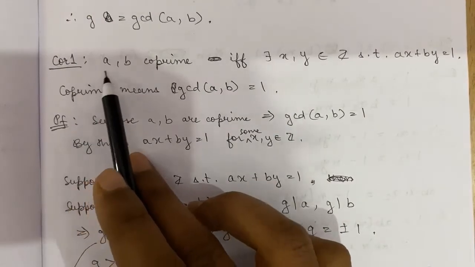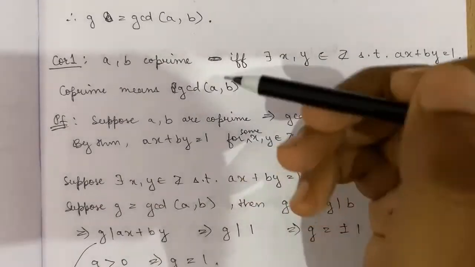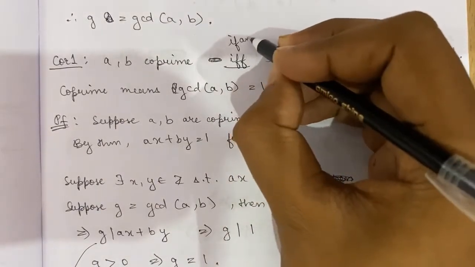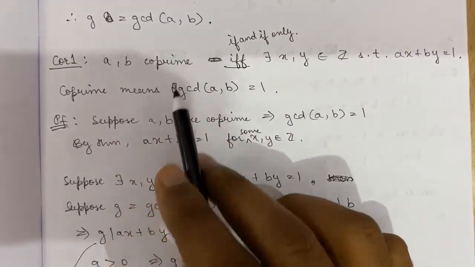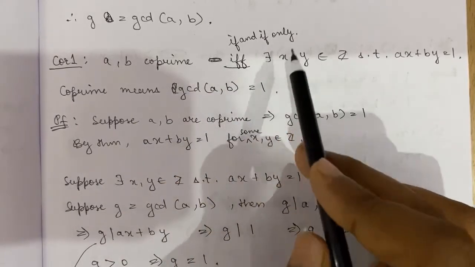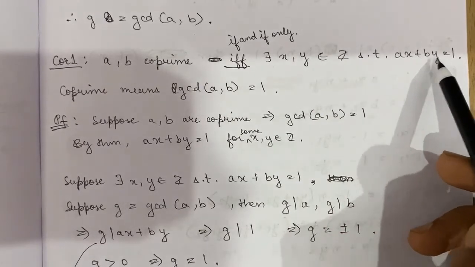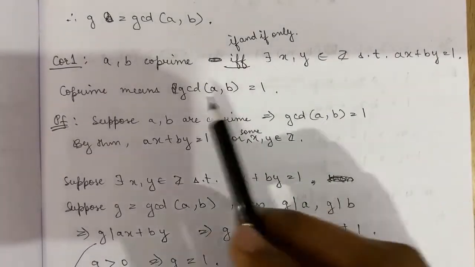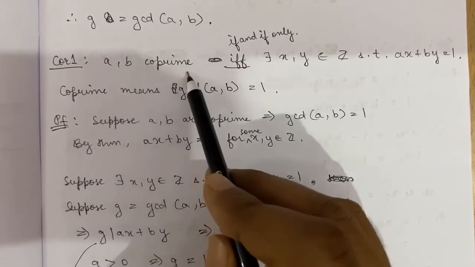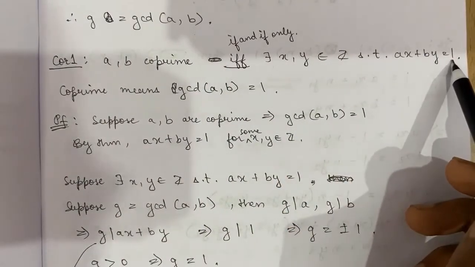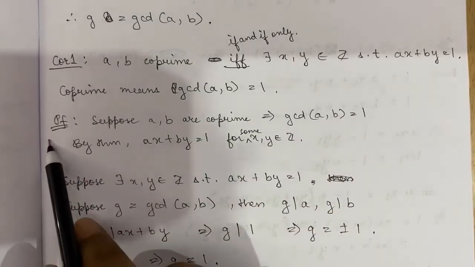So corollary 1 is: A and B are co-prime if and only if, this symbol means both sides of implication. This implies this and this implies this. So A and B are co-prime if and only if there exist x and y in integers such that ax plus by equal to 1. Co-prime means GCD of A and B equal to 1. So GCD of A and B equal to 1 means ax plus by equal to 1, and ax plus by equal to 1 means GCD of A and B equal to 1. So let's look at the proof of this corollary.